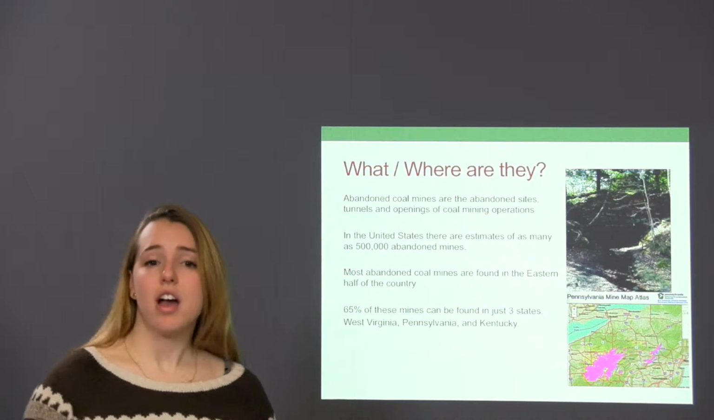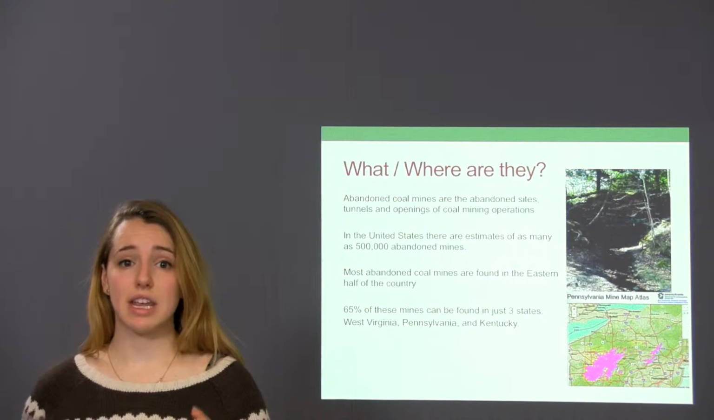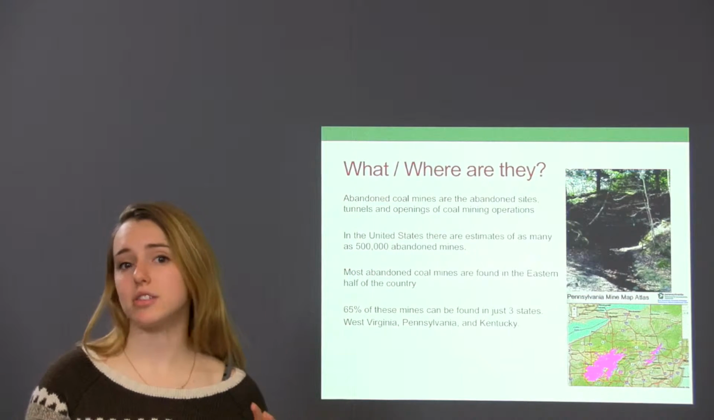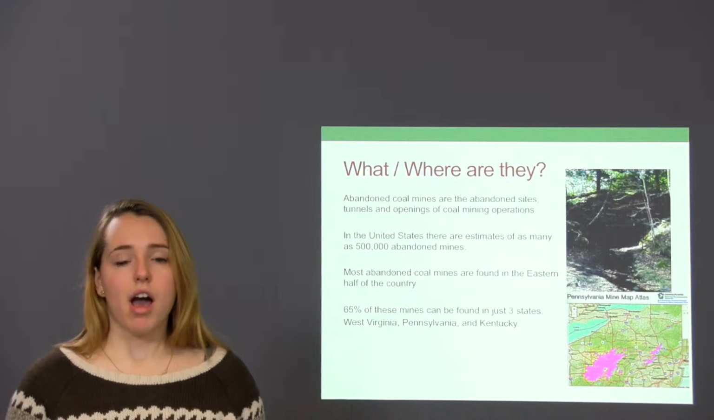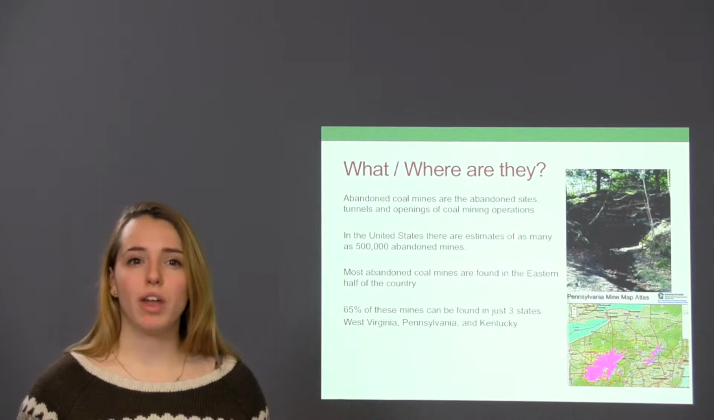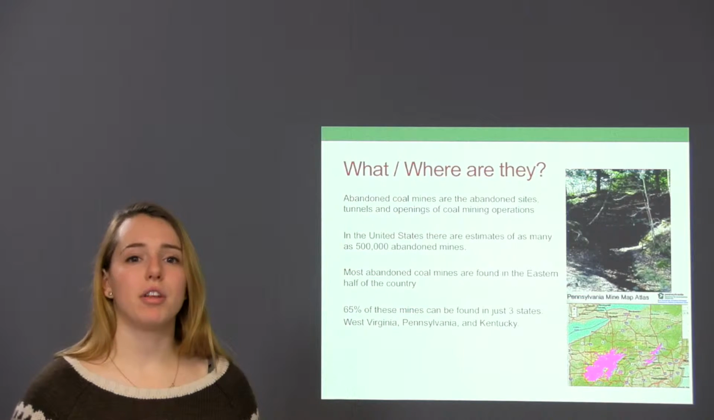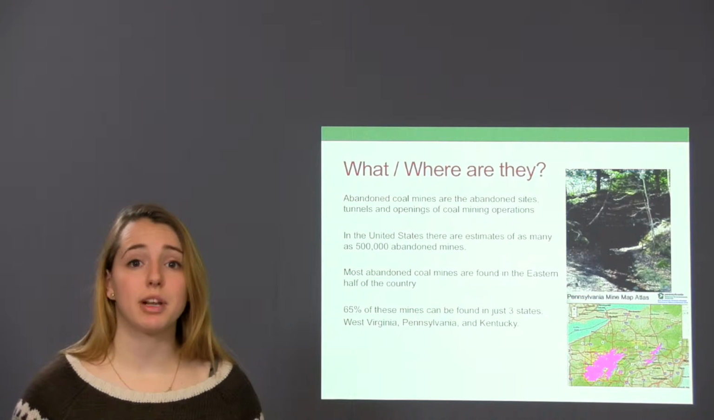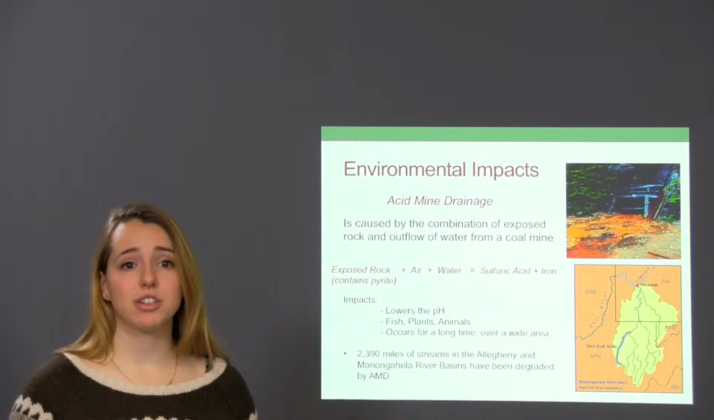As you can see on the map on the slide, a lot of the abandoned coal mines in Pennsylvania are actually located on the western side of Pennsylvania, right along the coal seams. In school we learn about the burning of coal and how it has a lot of environmental impacts, but we never really think about the abandoned coal mines and the environmental impacts that they can have. One of the ones I want to talk about is acid mine drainage.